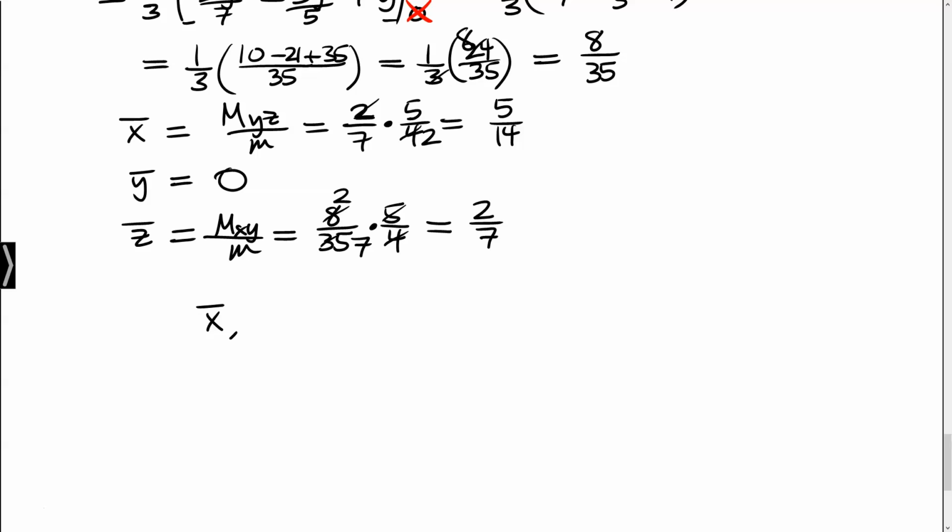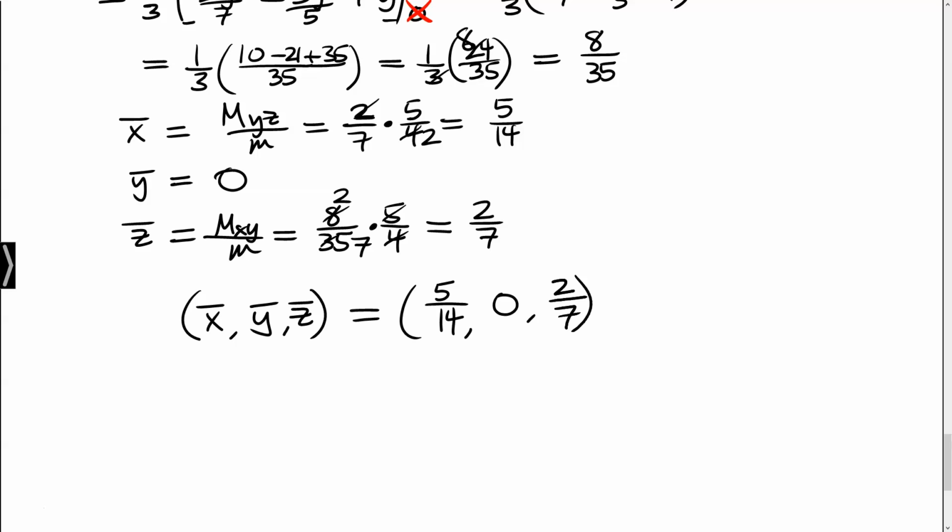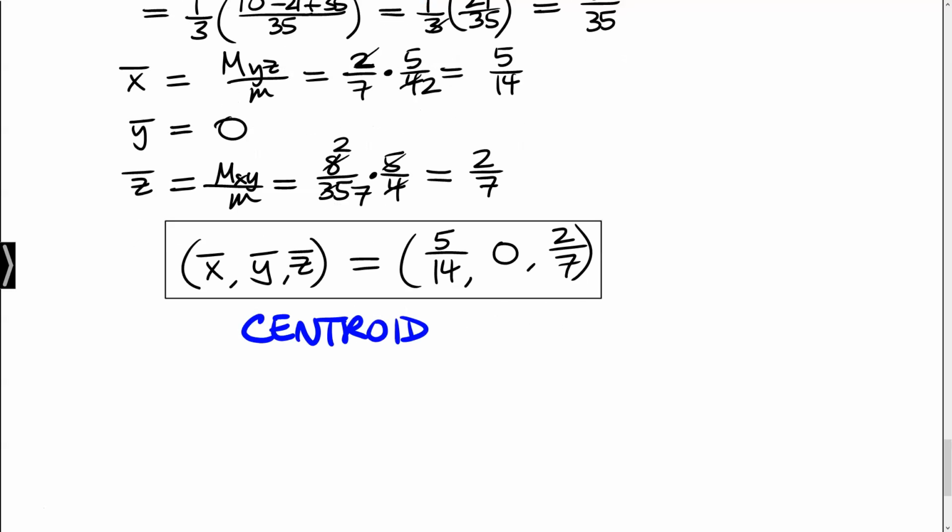which is the centroid. So the centroid x bar, y bar, z bar is equal to 5/14, 0, 2/7. Woo. Let's go back and I'm just going to plot this point. We'll have to make it translucent so we can see through, but I'm going to just plot this point so you can see where it looks like in that region.